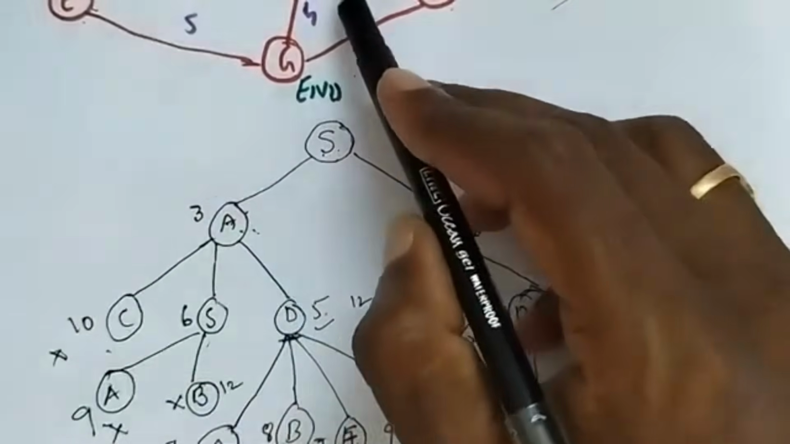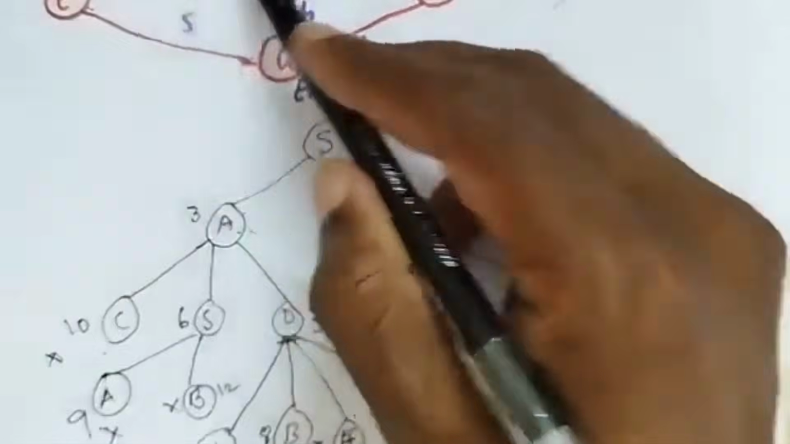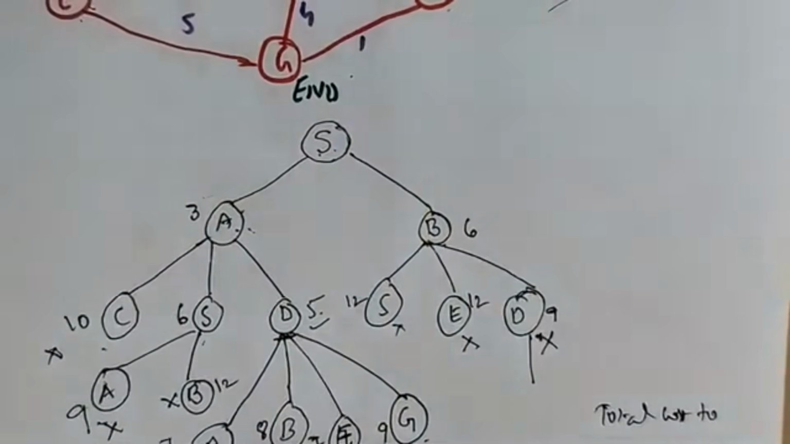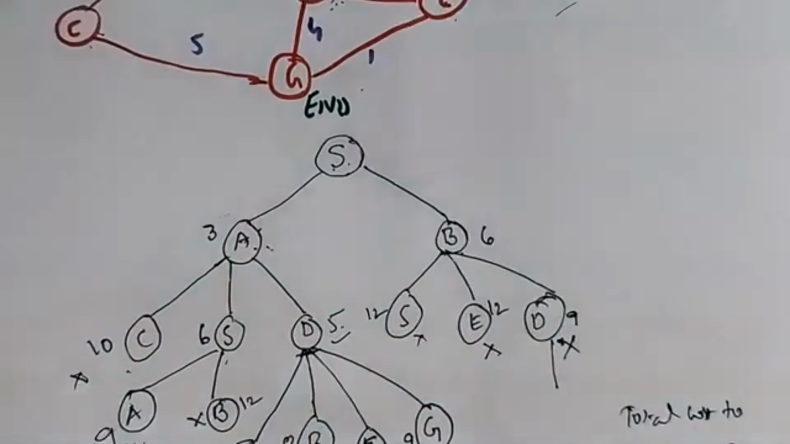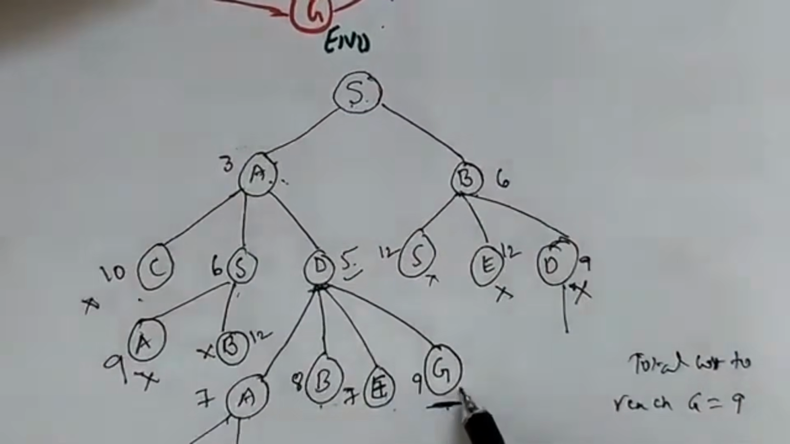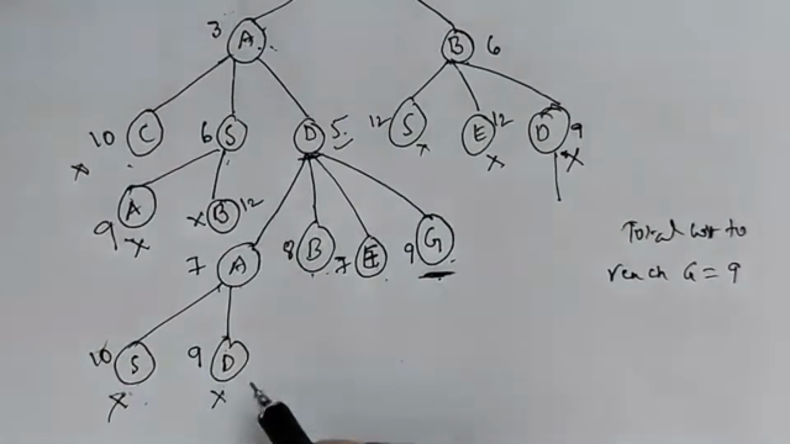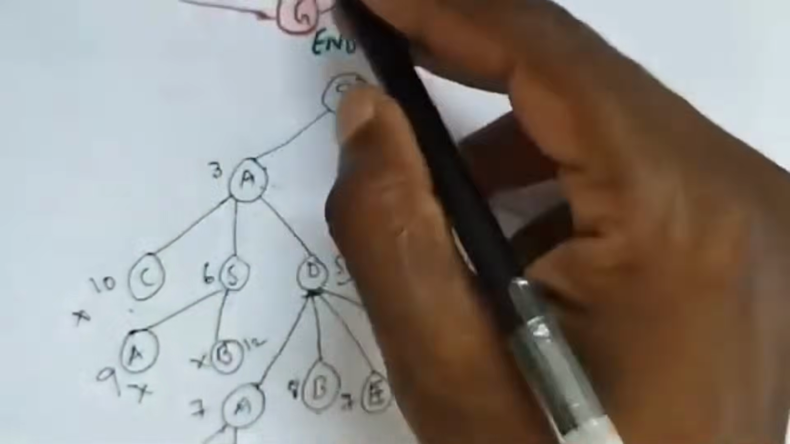A to D. The A to D value is previously 7, plus 2, it is 9. So it is equal to 9. If I expand further, this one is also over, so it is also cancelled. Next, A to C. S is completed, D is completed, and C.